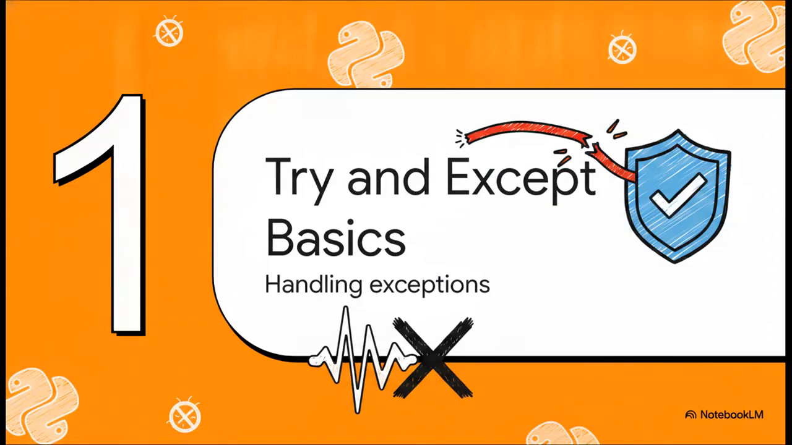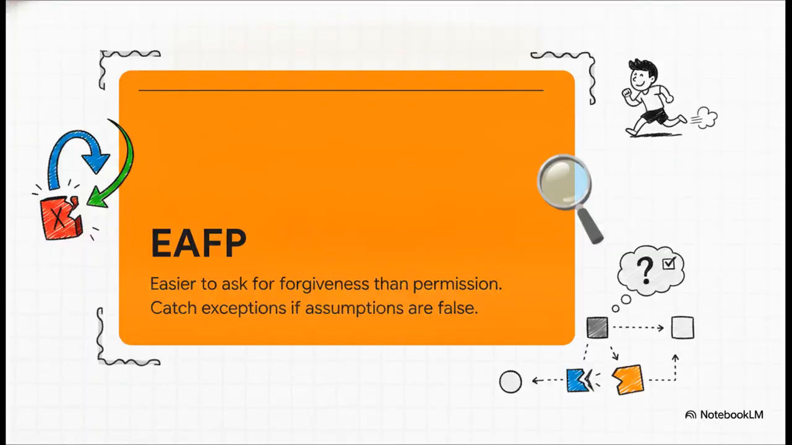Section 1. Try and except basics. Now that we know the stakes, before we even write a single line of code, we really need to understand the mindset. Python developers love this cultural coding style known by the acronym EAFP. That stands for easier to ask for forgiveness than permission.